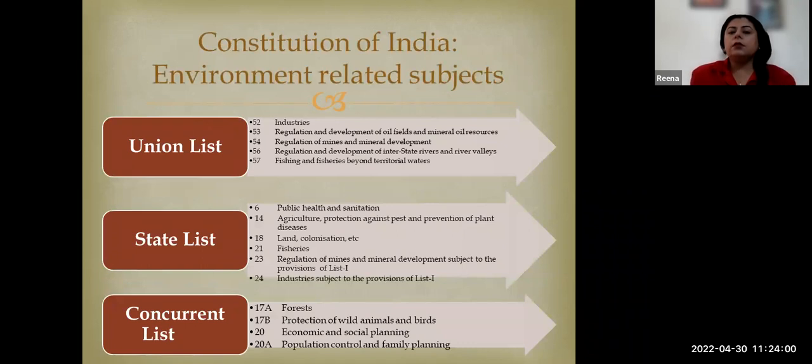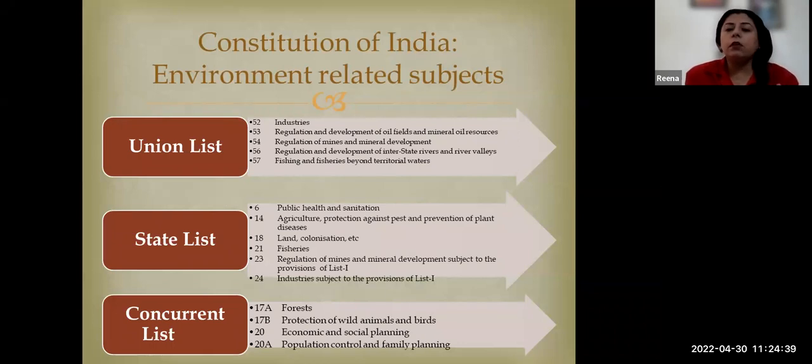Okay, so this is the list of environment related subjects and how they have been divided at state level, at central level, at union level, and in the concurrent list we have some subjects which can be considered by both the central and the state. You can see that industries, regulation of development of oil fields, mineral mines, interstate rivers and river valleys, fishing, fisheries beyond territorial waters, were all considered in the union list.